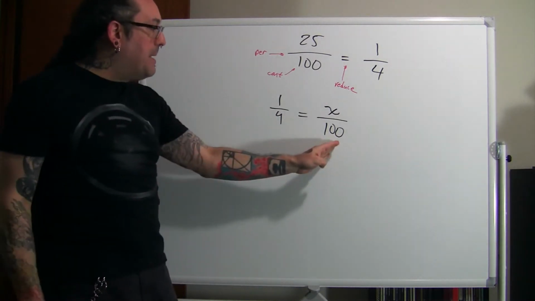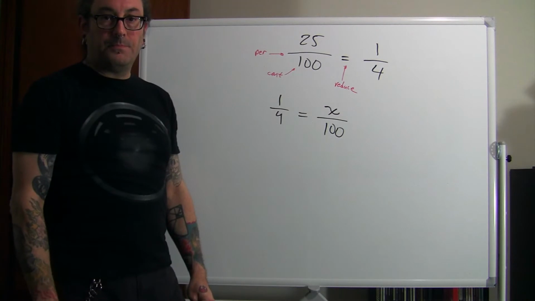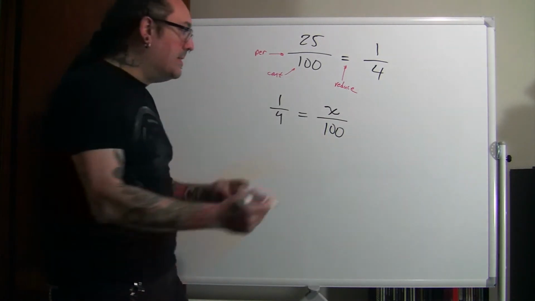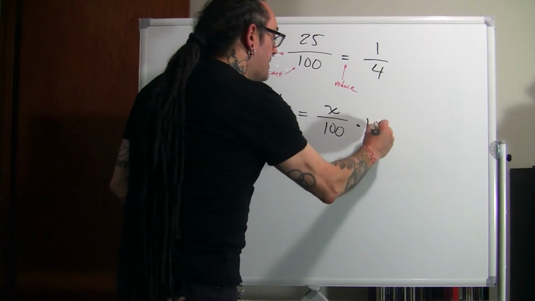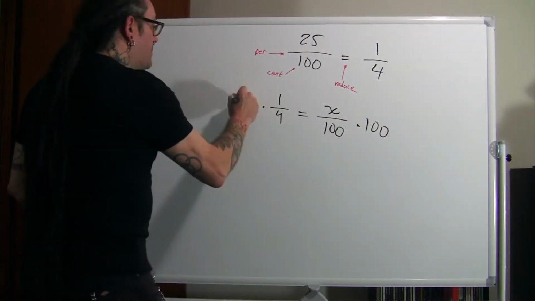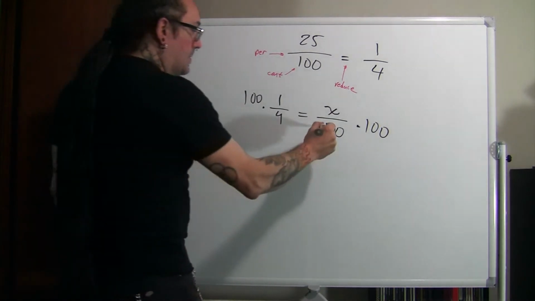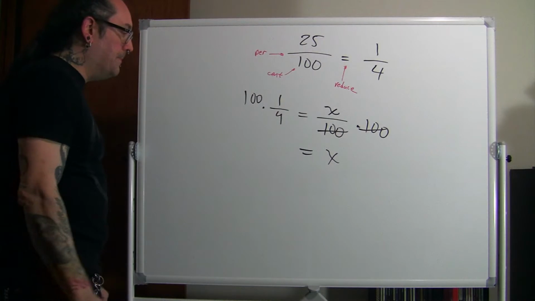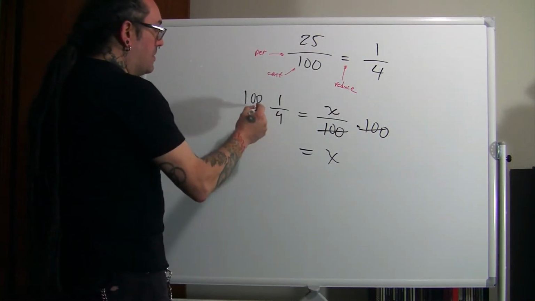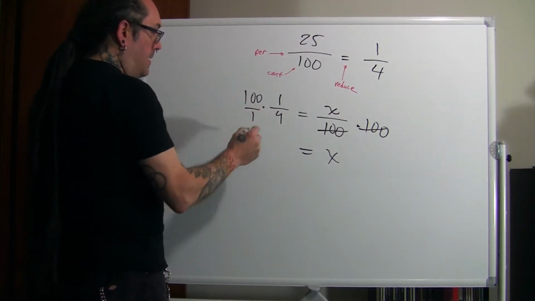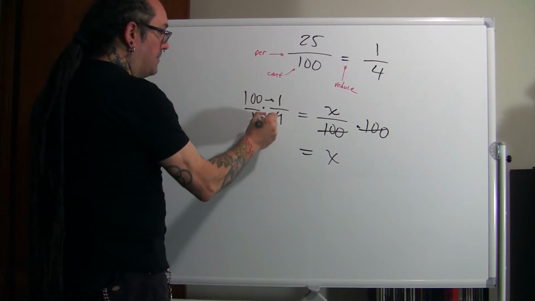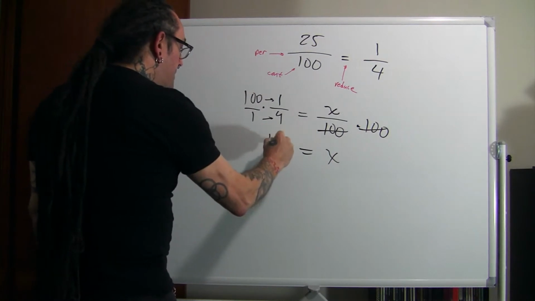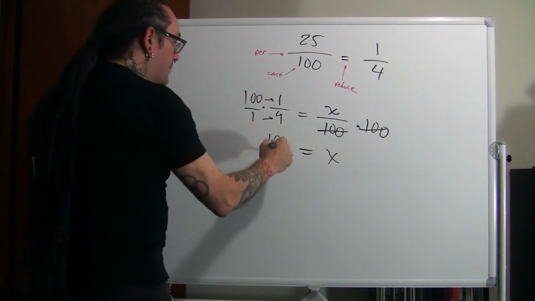Fair enough. So how would I get x by itself? Multiply both sides by 100, right? I want to get rid of this denominator here. Let's do that. Times 100 on both sides. So the 100s will cancel, leaving me with x. And then here, this is nothing more than 100 over 1. And when I multiply fractions, I go straight across the top, straight across the bottom. So it's 100 times 1 on the top and 1 times 4 on the bottom.